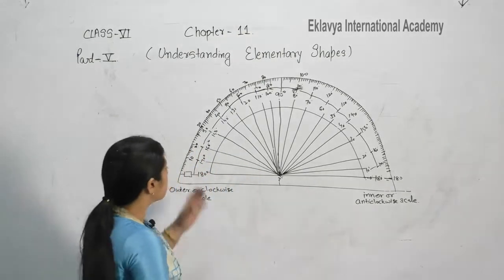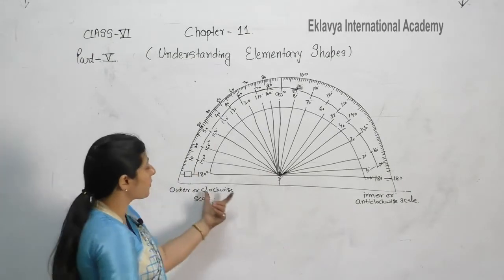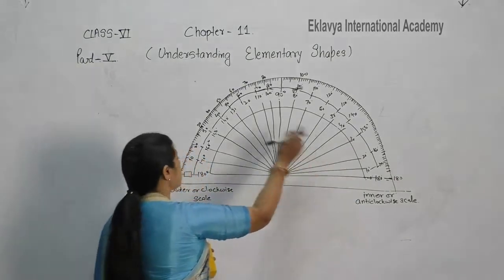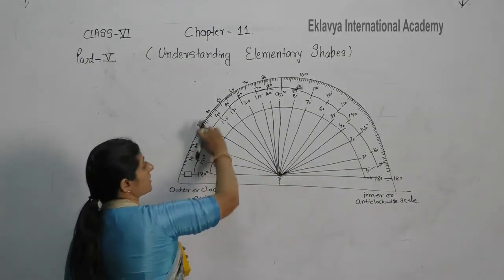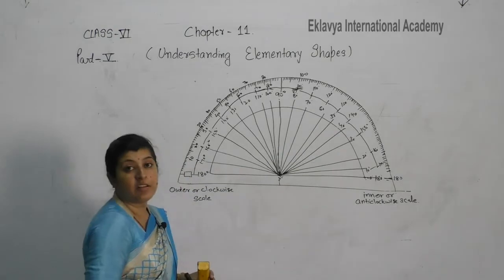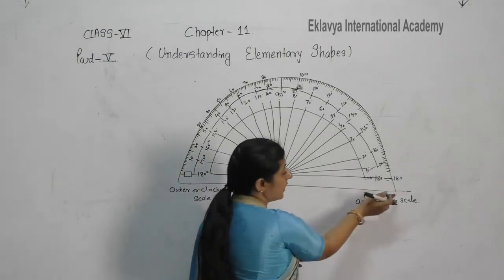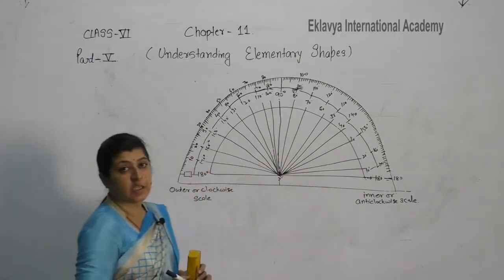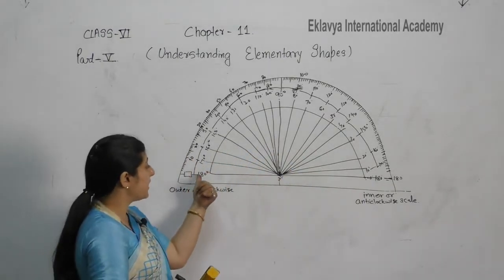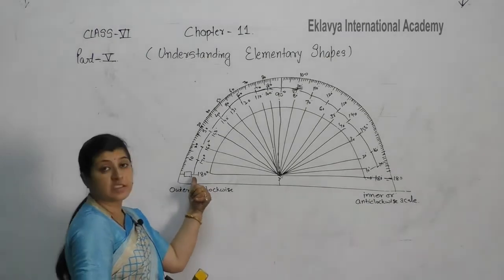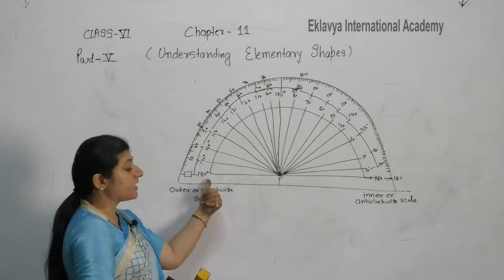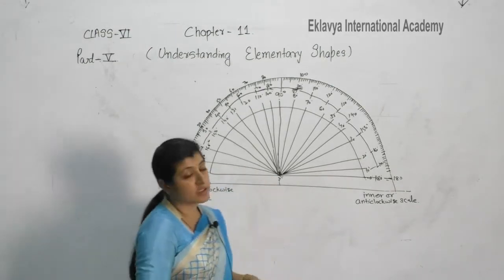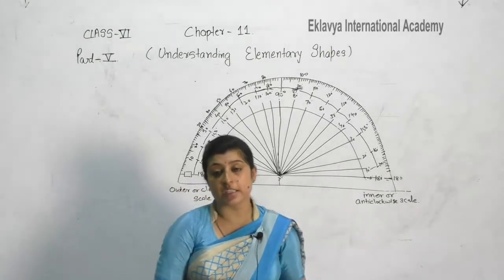Now see, there are two scales. One is the outer, or clockwise, scale. It means when you move in the clockwise direction, you will use the outer scale. And when you move in the anti-clockwise direction, you will use the inner scale. You can see there is 180 degree. It means for the outer scale this is 0 degree, and for the inner scale it will be 180 degree. Now we will discuss how to use this protractor.